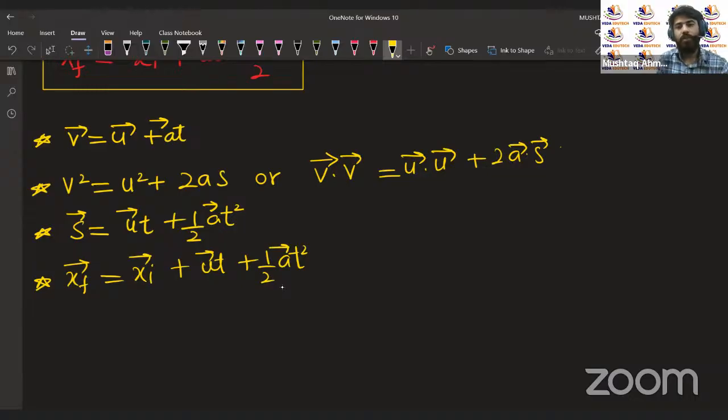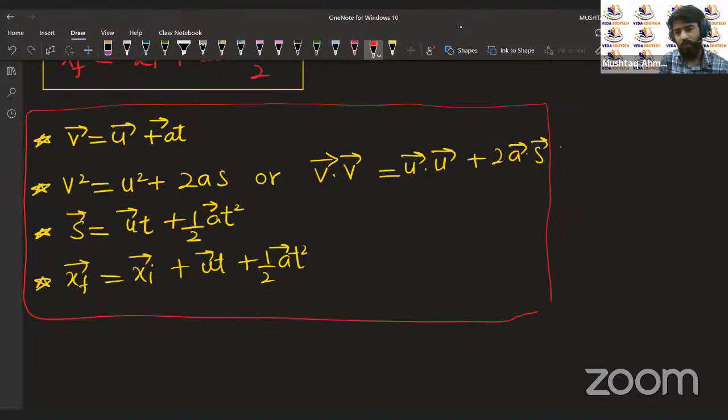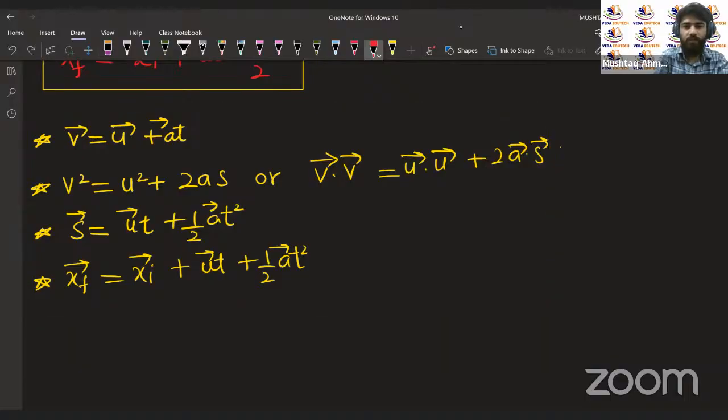So these are the equations of motion, very important equations, right? We can use all these equations whenever we have a case of constant, uniform acceleration.